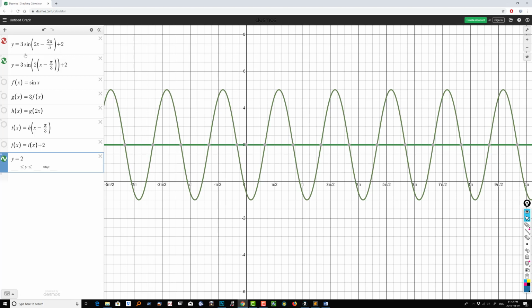The period is 2 pi over b. The b value here is 2. 2 pi divided by 2 is pi. So this period, in order for this whole maximum to repeat, is going to take half the time as usual, which is only pi radians. The phase shift, we're shifting pi over 3 to the right. That's what's happening. The domain is all real numbers, and the range is between -1, the minimum, all the way to the maximum, which is 5.